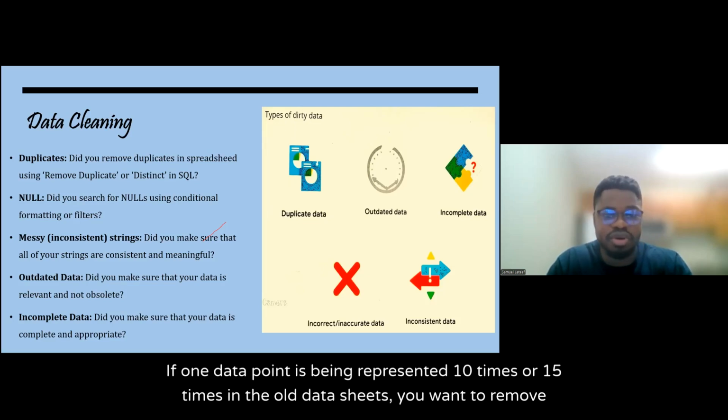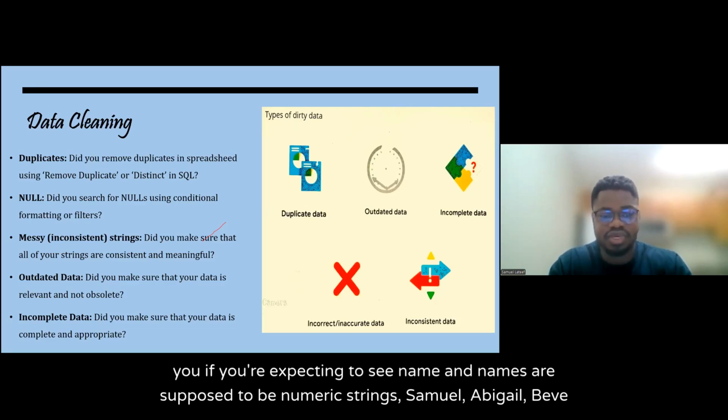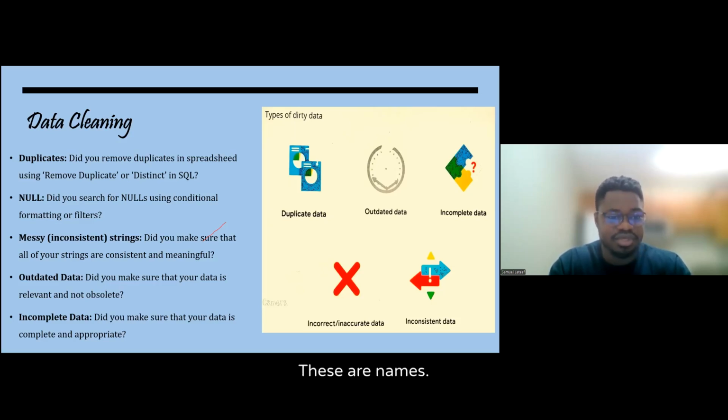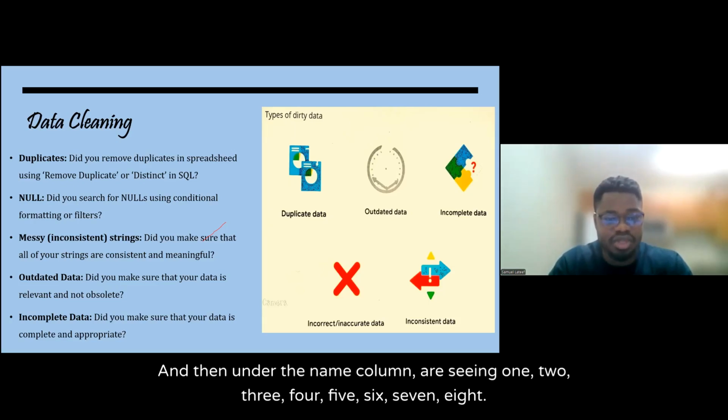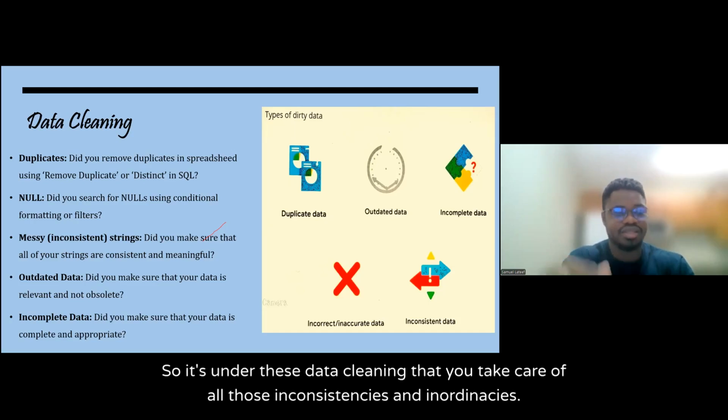If one data point is being represented 10 times or 15 times in a whole data sheet, you want to remove duplicates, right? You want to remove null values. You want to remove inconsistencies. If you're expecting to see names, like Samuel, Abigail, Bienvenue, right? These are names. And then under the name column, you are seeing 1, 2, 3, 4, 5, 6, 7, 8. You know that something is wrong. That's not supposed to be a name. So it's under this data cleaning that you take care of all those inconsistencies and irregularities.